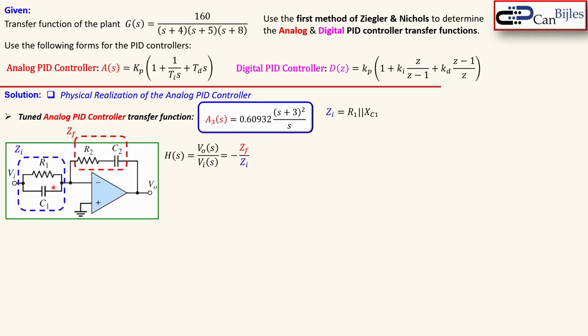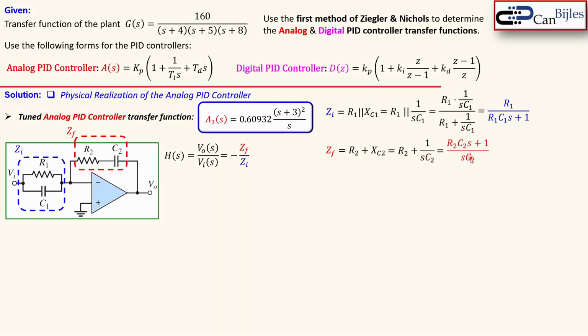So ZI is the parallel combination of this R1 and the reactance of the C1, which is then this. So the reactance is in the Laplace domain 1 over SC1. And if you now convert that, it will be then this times that divided by the summation. That's actually what you see here. And that will result in this expression. Now ZF is just the series combination, similar, and now using the C2 and the R2, and that's shown here. And now we have the blue and the red expression, which is shown here.